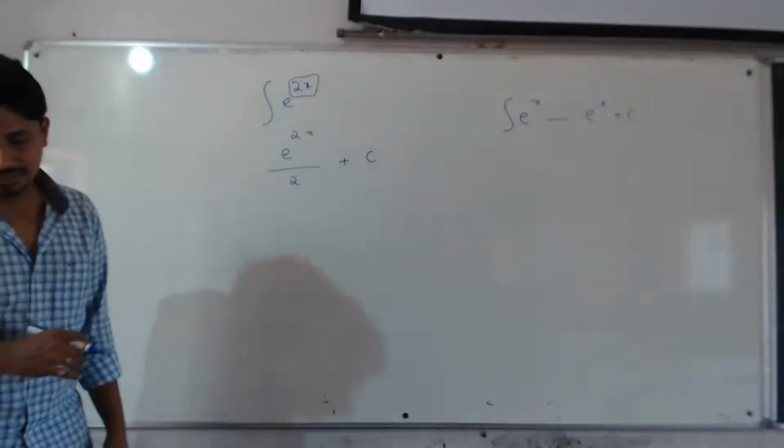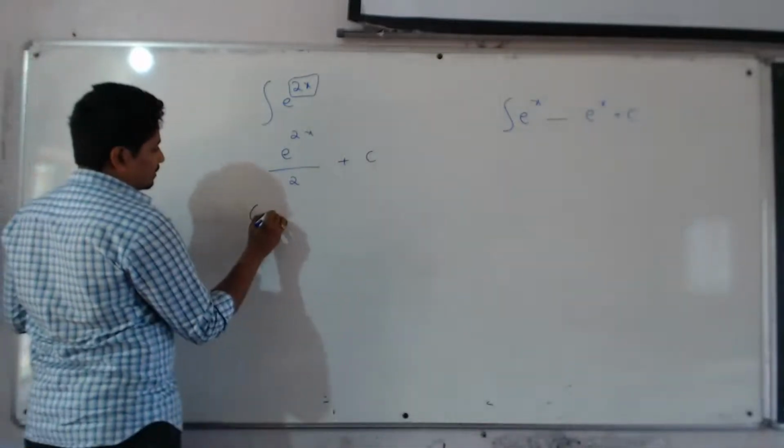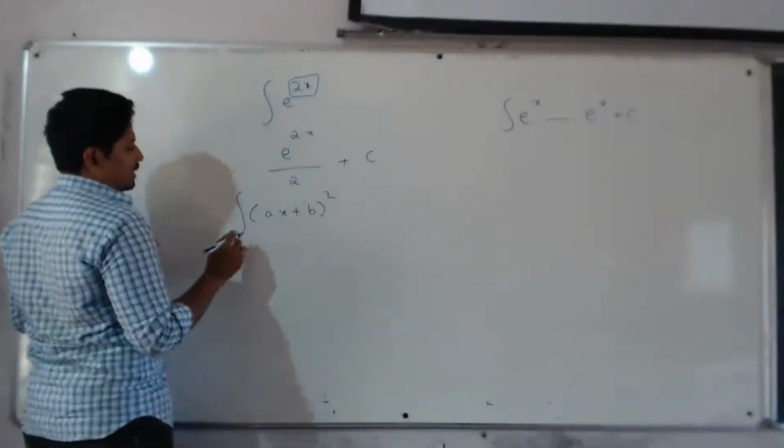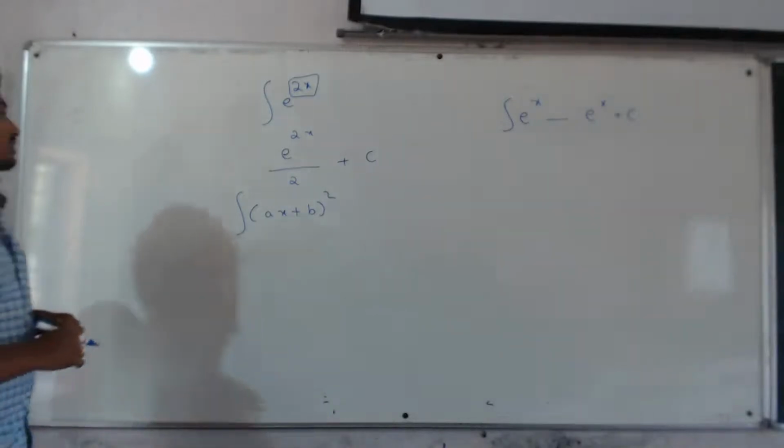Okay. Next. Integral of (ax plus b) whole square. See here.